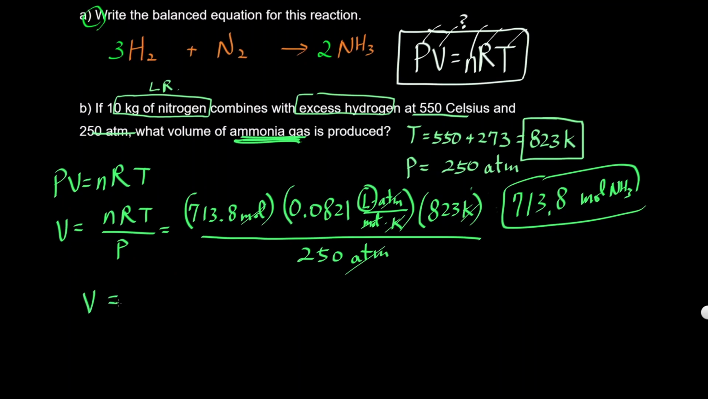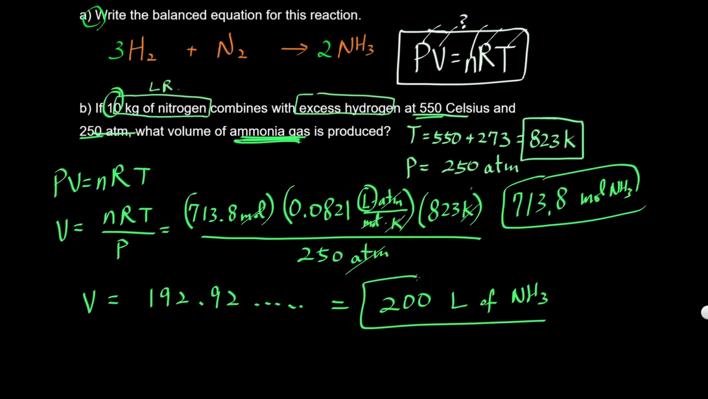So the volume of the ammonia gas will be 192.92 and so on. But when you look at the original problem, that's 1 sig fig, this is 2 sig fig, this is 2 sig fig. Let's change it into 1 sig fig, which will be 200 liters of ammonia, NH3. So that should be the answer.